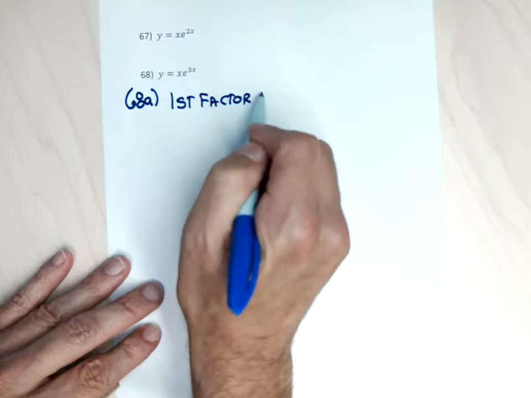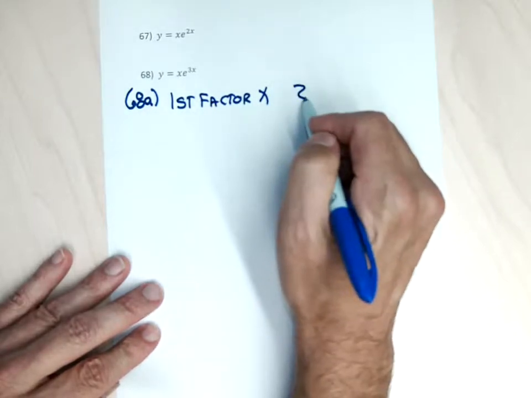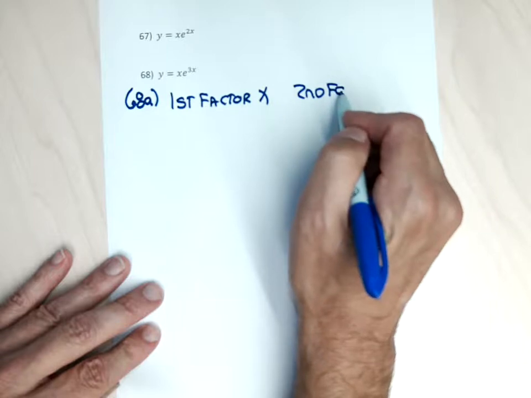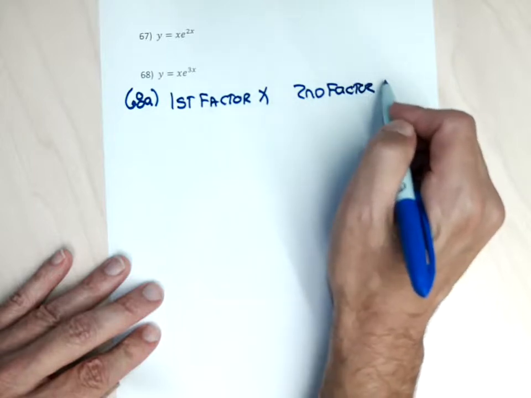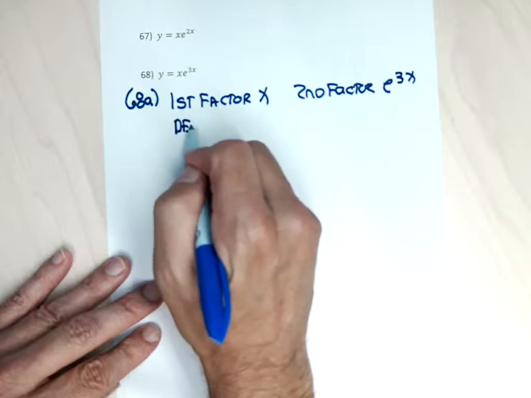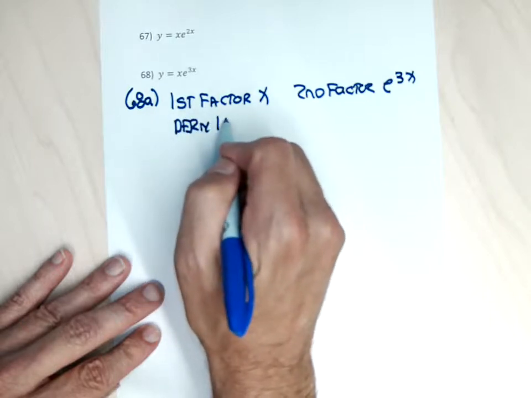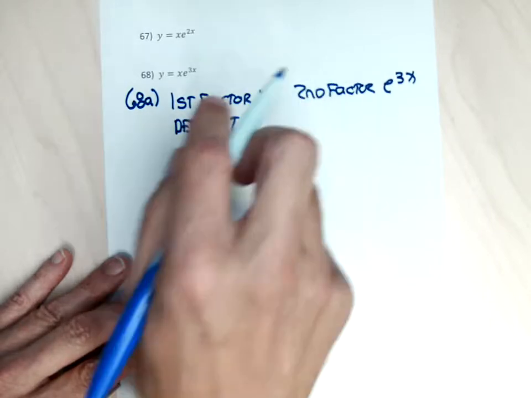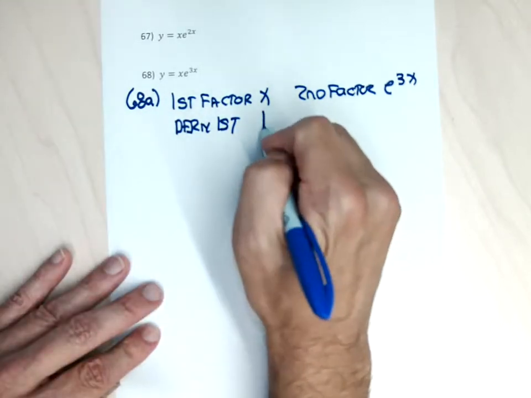The first factor is x. The second factor is e to the 3x. The derivative of the first factor, it's a first power term. The derivative is just the number in front of the x, which is 1.